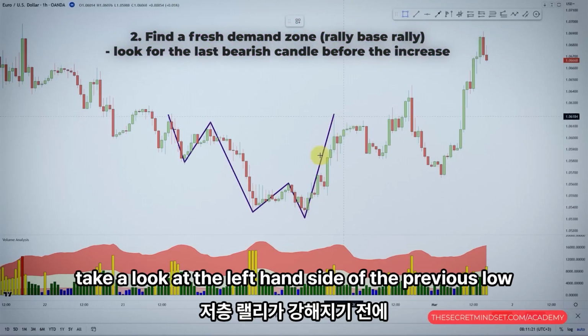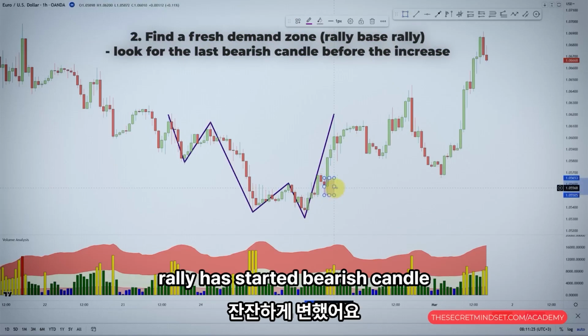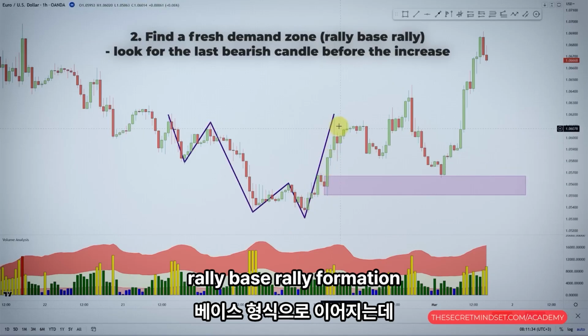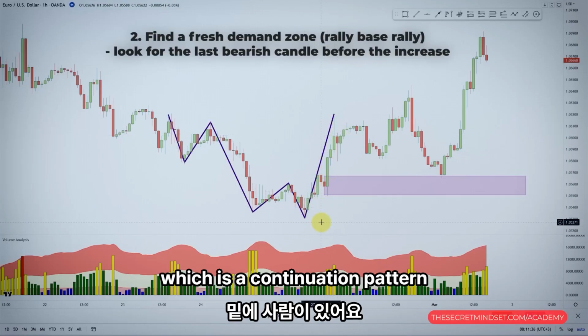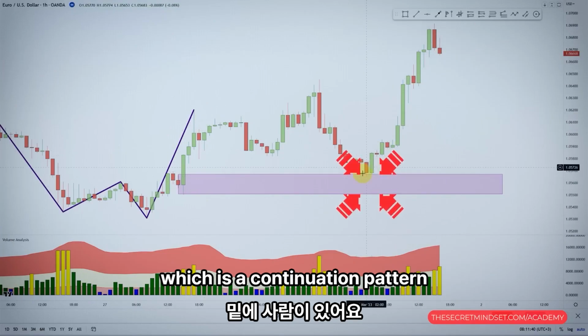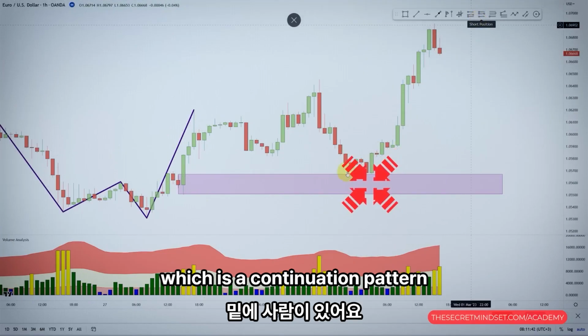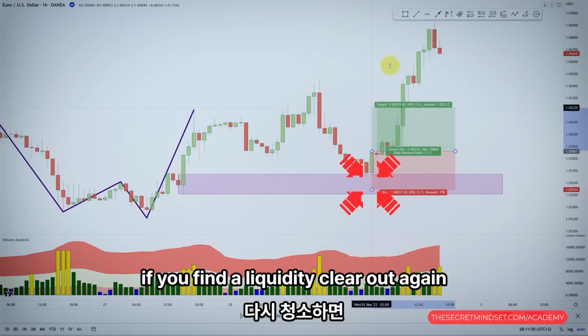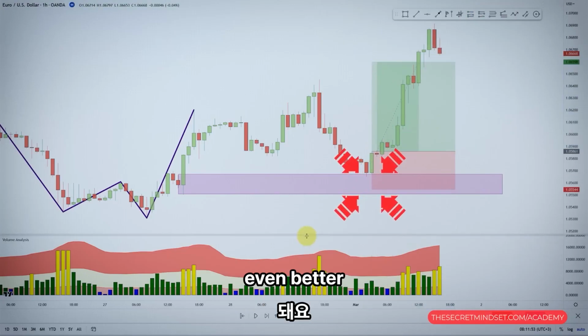First, you need to take a look at the left-hand side of the previous low, where the strong rally has started. You need to find the last bearish candle before the strong rally. I see a rally-based rally formation, which is a continuation pattern in the demand zone. When price returns to this area, you can open a buy position with stops below this demand zone. If you find the liquidity payout, again, even better.